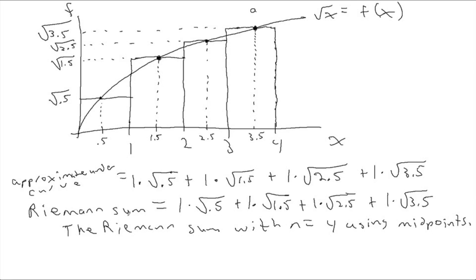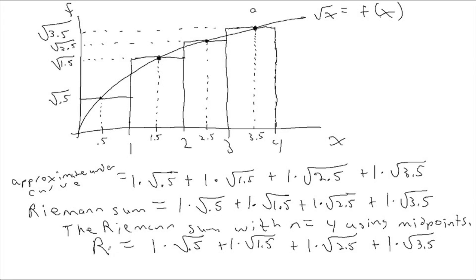And that could also be written, so we might just write that like this. So we could approximate that as R, the Riemann sum here is equal to this. So this was the Riemann sum with n equals 4 using midpoints.